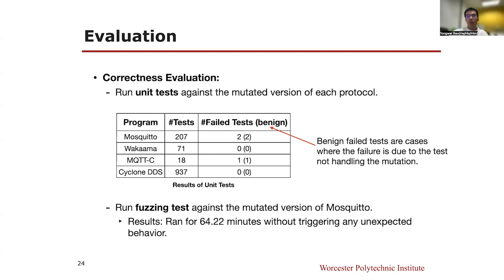Besides, we also run fuzzing tests against the mutated version of Mosquitto. The fuzzer ran for around 1 hour without triggering any unexpected behavior.